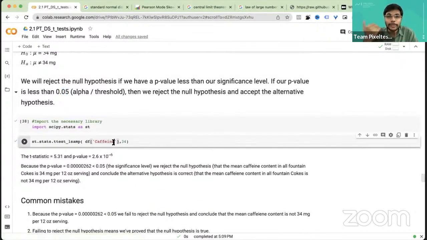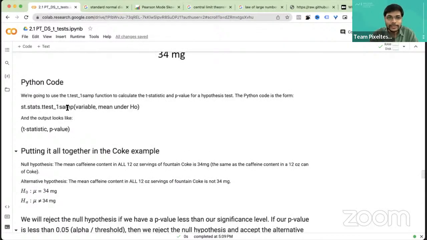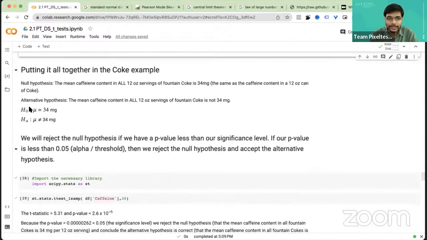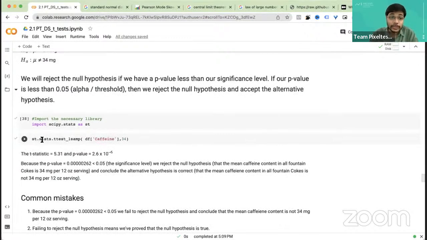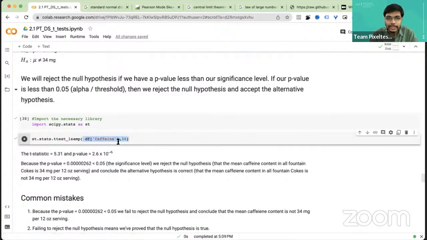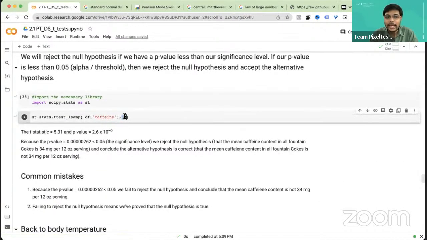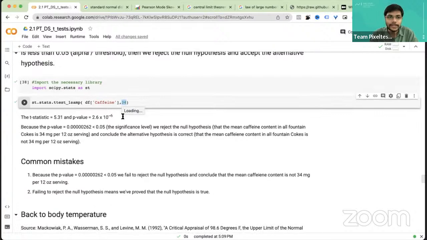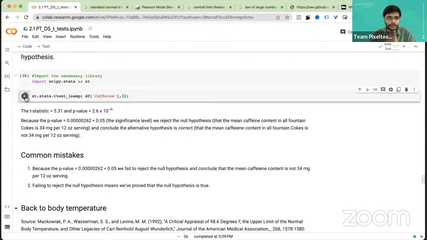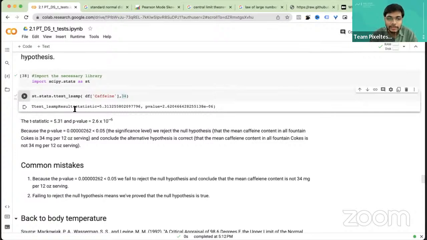So let us try to do this by our newly discovered function, right? So we are going to use stats.ttest_1samp. Here I'm going to give the whole data frame, and then our initial hypothesis, 34, right? So I'm going to run it. Now you can see that it has given me an output, right? So the t statistic is 5.31 and the p-value is 2 point something. Here you can see e to the power minus 6.